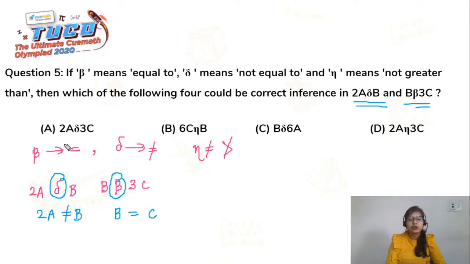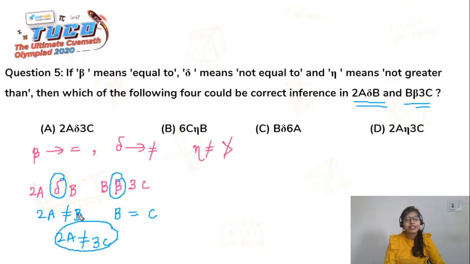Based on this, we have to tell which of these are correct. Coming to the first one, 2a delta 3c. That means, can I say that 2a is not equal to 3c? Yes. Can I say this? Anybody? 2a is not equal to 3c? Okay. As you all can see, how am I going to achieve this case? We know that 2a is not equal to b, but b is equal to c, right?